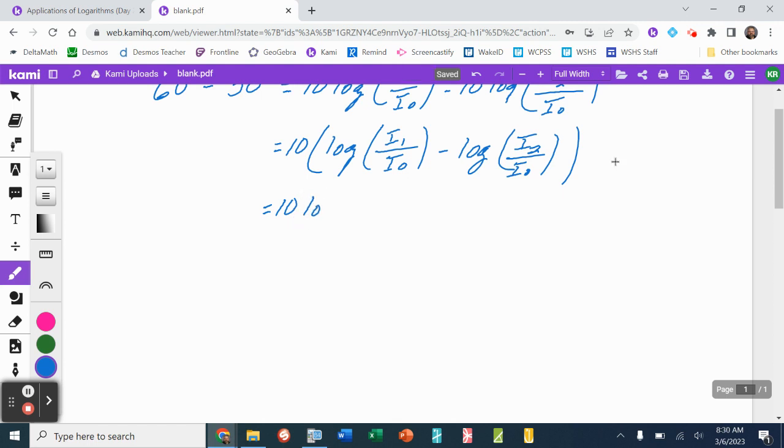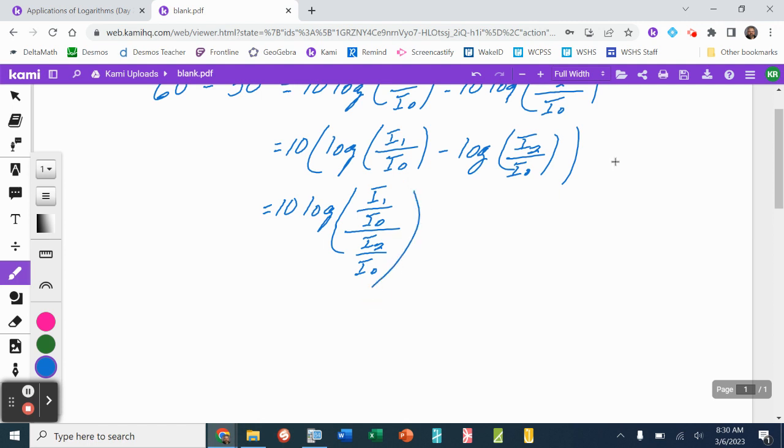So I'm going to say the common log of, and I can drop the parentheses off because now I only need a single logarithm instead of two logarithms. And so now, using the quotient property, I've got to divide these two arguments. So I'm going to have the intensity of noise 1 divided by the intensity of the threshold of hearing, which is in turn going to be divided by the intensity of noise 2, which is divided by the intensity of the threshold of hearing.